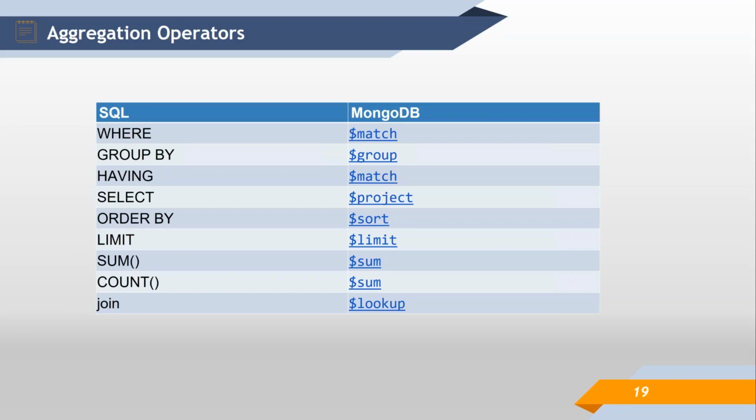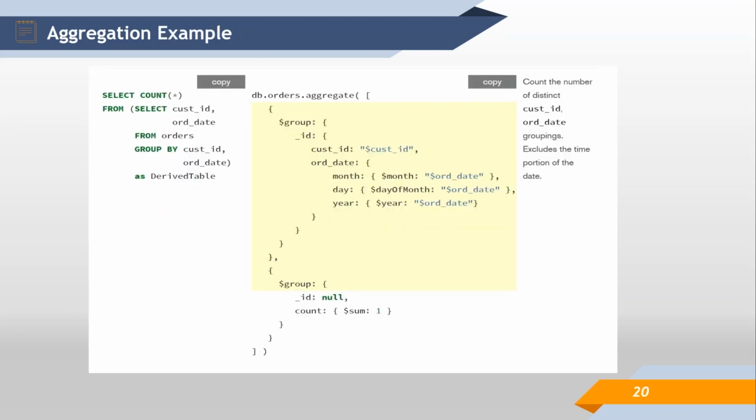So here we have one aggregation example. On the left side we have a SQL query. What that query is doing is counting the distinct number of customer IDs and order dates. Once we group that, what is the total count? That is the result we will get from that query. On the left side we have the SQL query, whereas on the right side we have the same query transformed to be compatible with the Mongo database. You can see that in SQL it looks very easy to write a query, and in Mongo it just becomes so much lengthier.